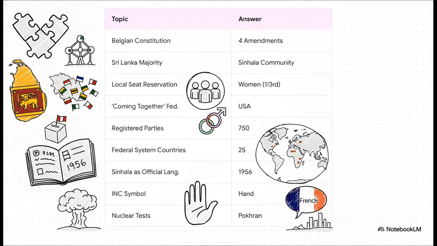Next, let's talk Indian politics. A huge point, 1/3 of seats in local government are reserved for women. There are over 750 political parties registered. Yep, 750. And the famous symbol of the Indian National Congress? It's the hand. Finally, a couple of key dates and places. Sinhala became the official language in Sri Lanka back in 1956. And India's nuclear tests? Those happened in Pokhran. You can see this first set of questions is all about nailing those specific details.